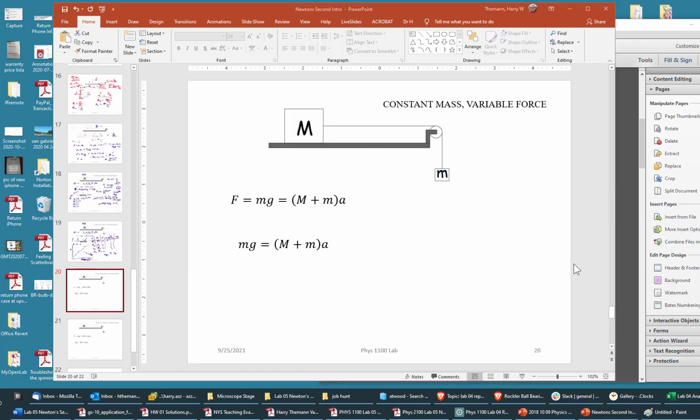Okay, so now we're going to do constant mass. What that means is that we're going to maintain capital M plus little m as a constant. So we'll have our 5 weights, and we'll do again 4 runs, but what that'll mean is that there'll be, let's say, little m, big M. So let's get this out of the way.